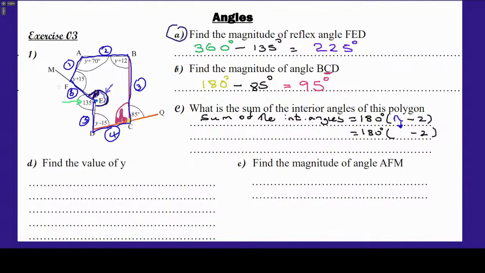So in the place of n, what do we write then? That is 6. So then let's follow BODMAS. We've got to do what's inside the brackets first. So 180 degrees times, what is 6 minus 2? That is 4. So then what's next? 180 times 4. What is 180 times 4? It is 720 degrees.